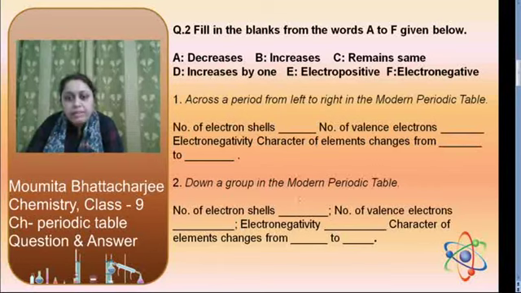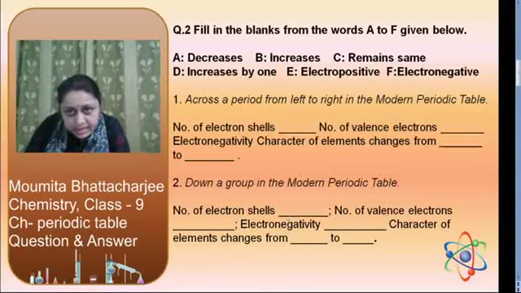Down a group in the modern periodic table, number of electron cells, the answer will be increases by 1. Number of valence electrons remains same. Electronegativity decreasing character of elements changes from top to bottom.